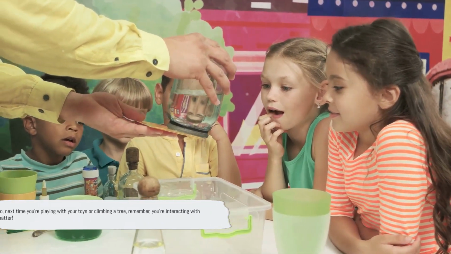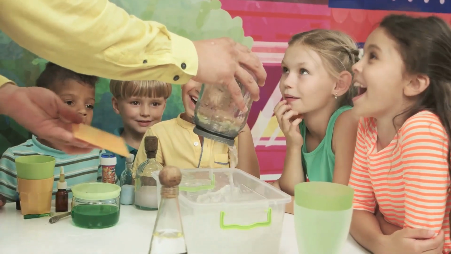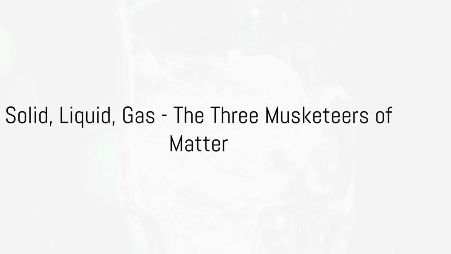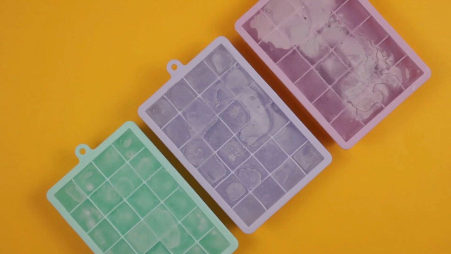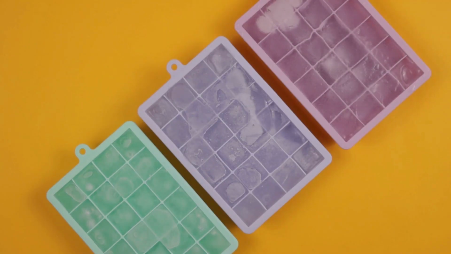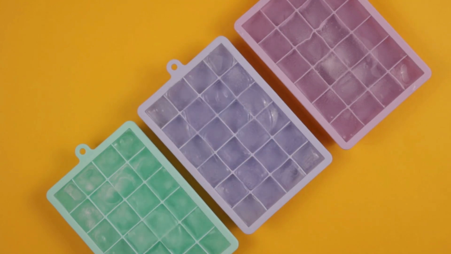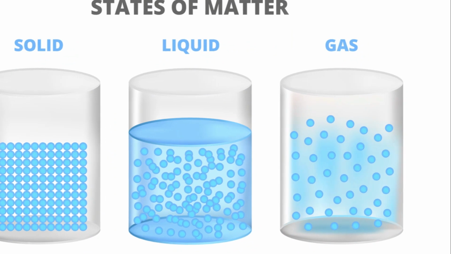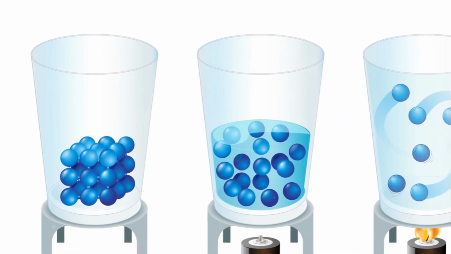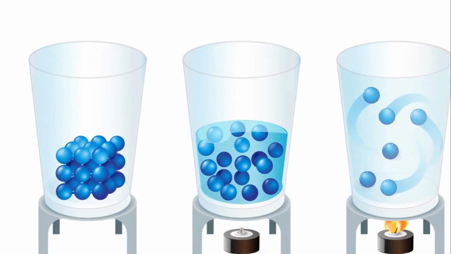So, next time you're playing with your toys or climbing a tree, remember you're interacting with matter. Imagine if we were like ice cubes, changing our shape when it gets too hot. Thankfully, we're not ice cubes, but this is exactly how matter behaves. Now let's dive into the world of matter and meet our three musketeers: solid, liquid, and gas. These are the three main states of matter that we encounter every day.